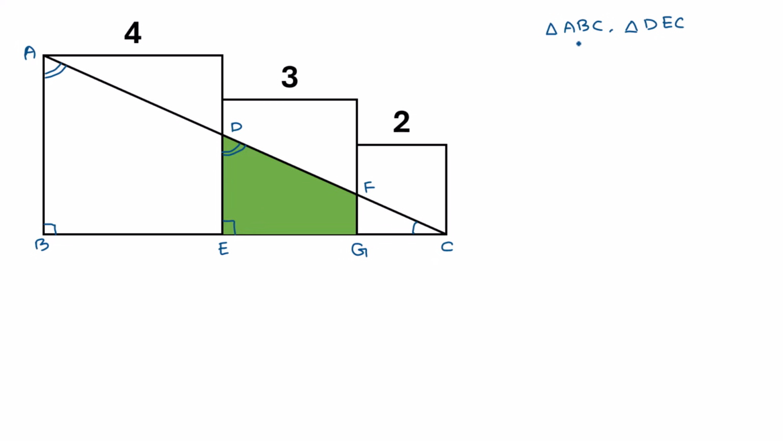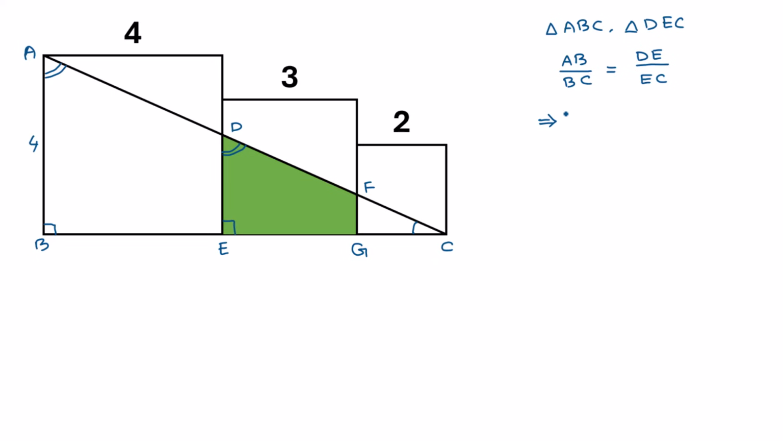So for this similarity, we can write AB divided by BC, from this triangle, is equal to, from this triangle, DE divided by EC. And this AB is the same as this side length, which is 4. So length AB is equal to 4 units.